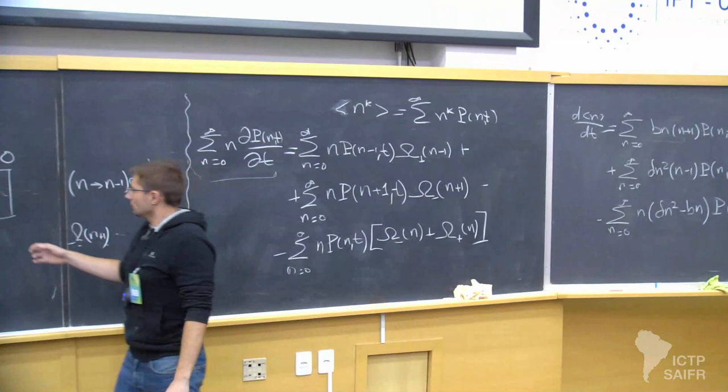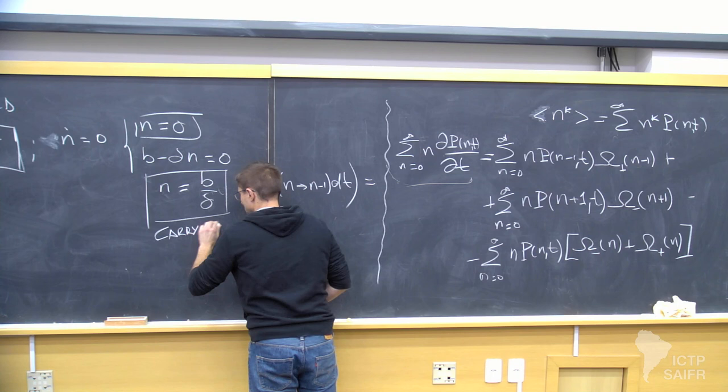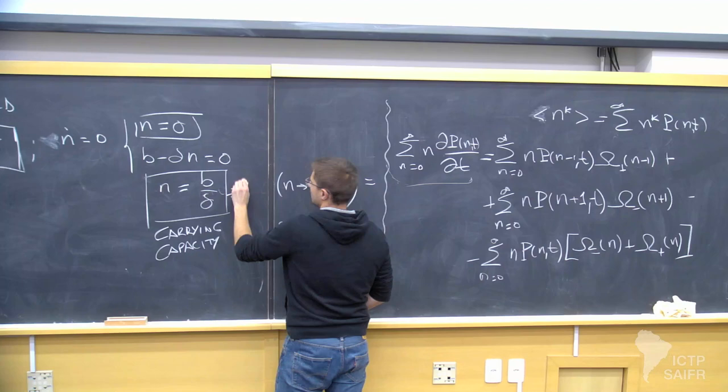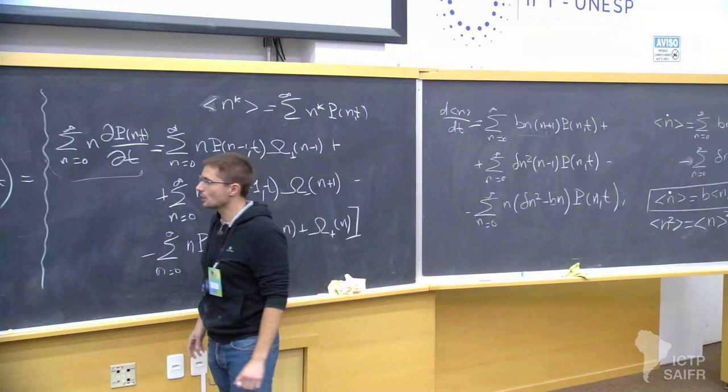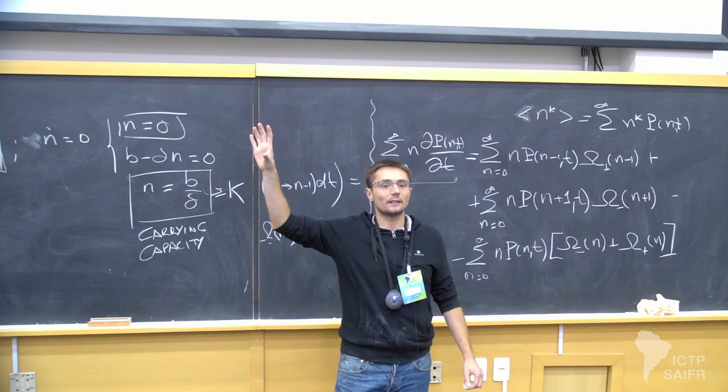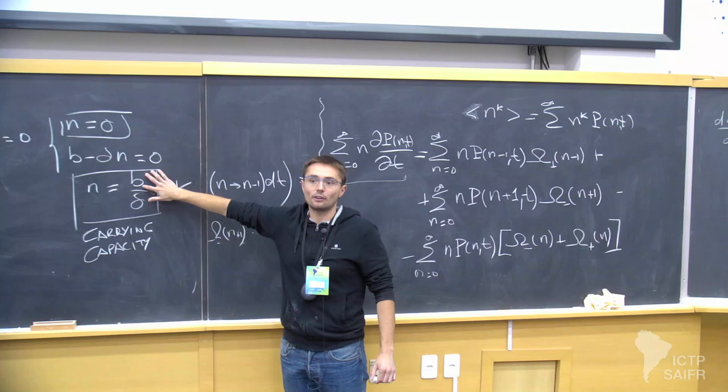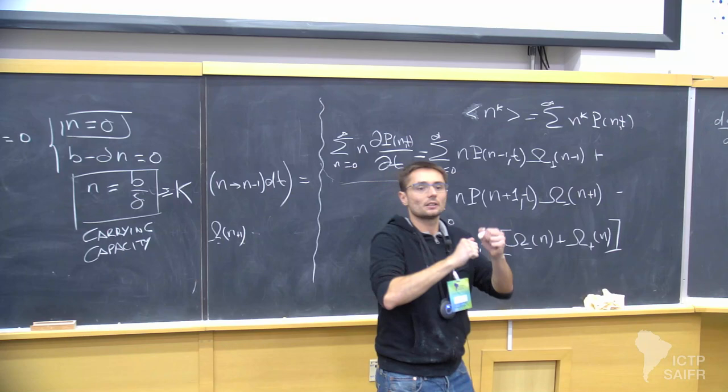This is called the carrying capacity, and k is usually used to call this value. So it's very easy to see that the total number of cells that I will find at the end of my tube is going to depend on the growth rate per capita, so on how fast they grow, and on how strongly they kill each other when they encounter.